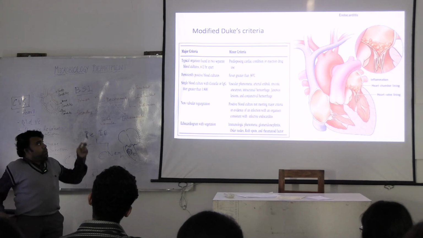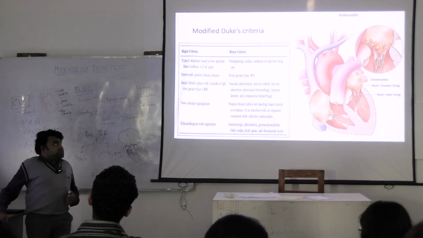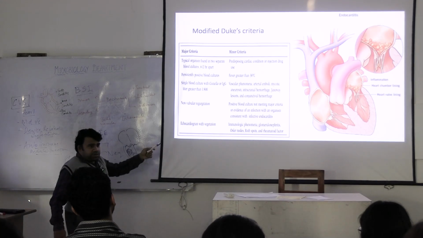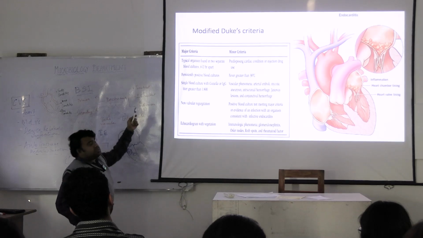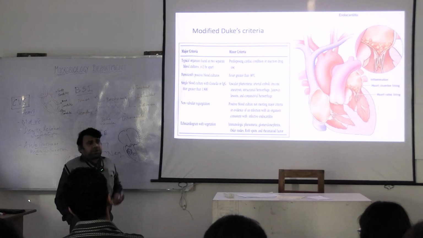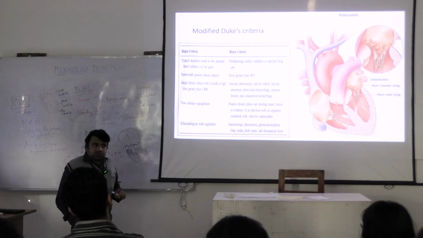How to do that? By the use of the modified Duke's criteria. Now the Duke's criteria says we have few major criteria and few minor criteria. What are the major criteria? A typical organism found in 2 separate blood cultures 24 hours apart. What is a typical organism? An organism that is capable of infective endocarditis.